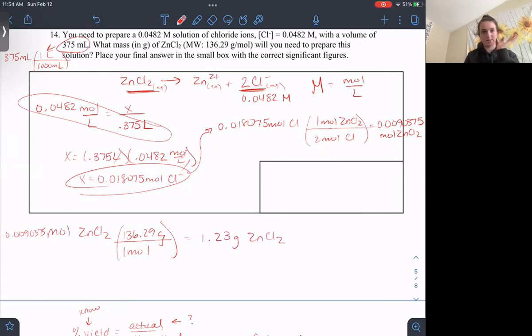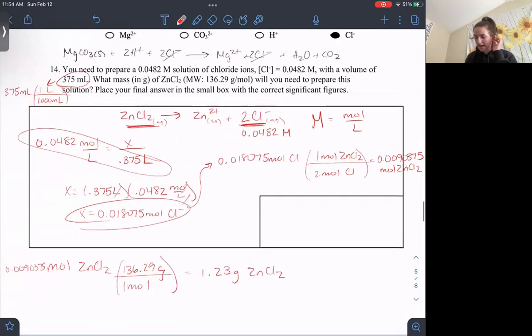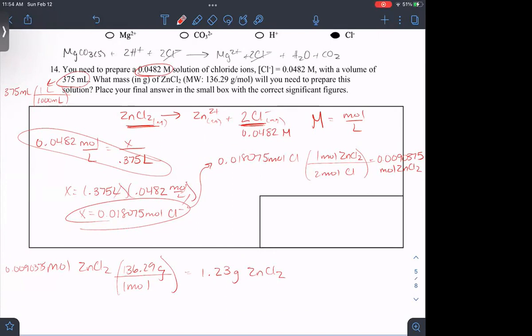Okay, questions there? How do we determine the number of significant figures for this one? Good. So I tend to look at the first number I'm given. So here in our 0.0482 moles or molar, you have 3 significant figures. So I tend to just keep that 3 all the way through, and so I'll get 3 at the very end. Okay, thank you. Yep, of course.